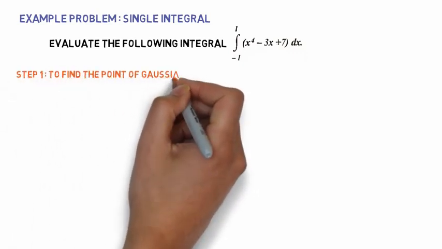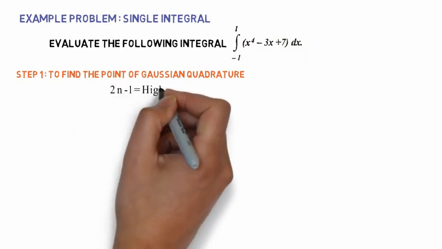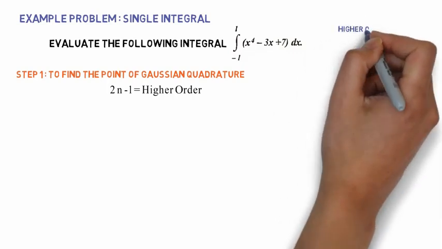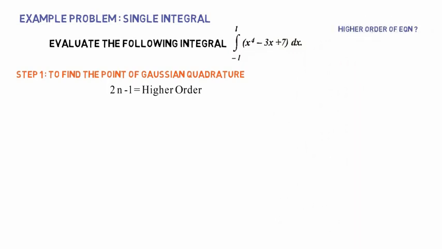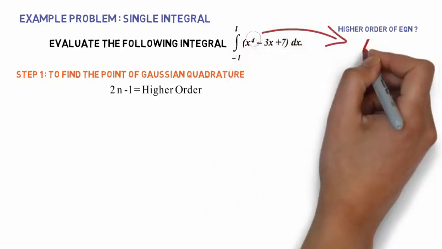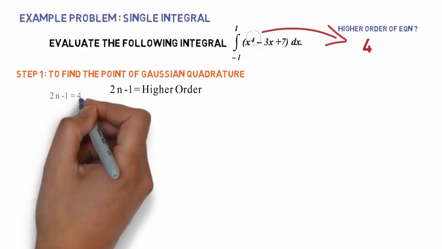The first step for solving this problem is to identify the Gaussian quadrature points. For this you need one thumb rule, that is 2n minus 1 is equal to the higher order. So first you have to identify the higher order of the given equation. In this equation, 4 is the higher order because it is the highest order in the given equation. Therefore, in the thumb rule, you just put 2n minus 1 is equal to 4.